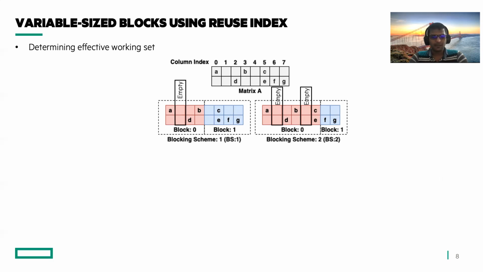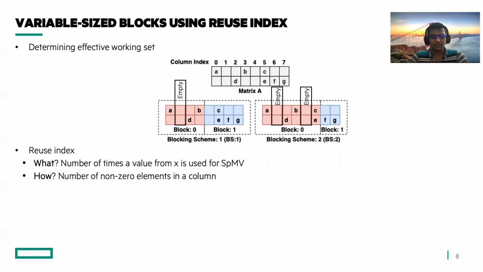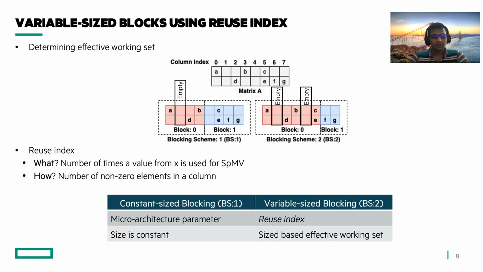So essentially, this example shows the core part of our approach, which is to determine the effective working set. We use a parameter called reuse index to determine whether a given column can be part of the block, and it is calculated by counting the number of non-zero elements in a given column. Just to brief, blocking scheme 1 depends on microarchitecture parameters like cache or register size to determine the block size. Hence, the block size is always constant. Blocking scheme 2 uses a reuse index to determine its block size, and incidentally, the block sizes are variable.